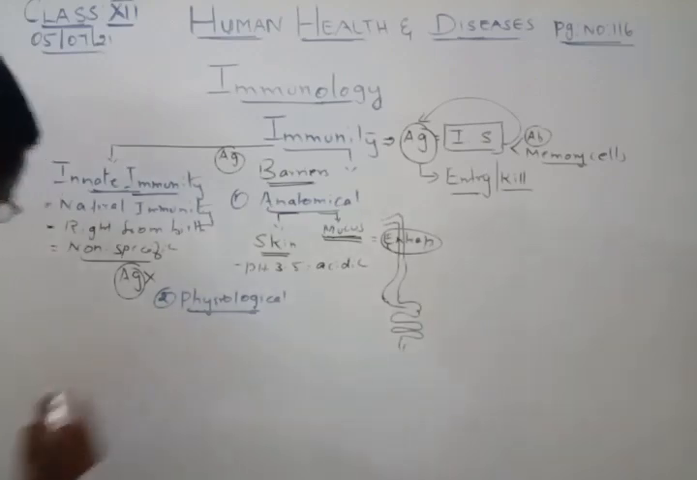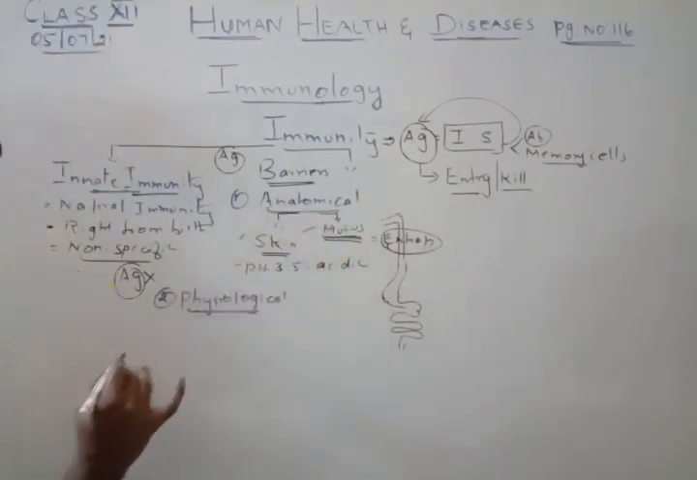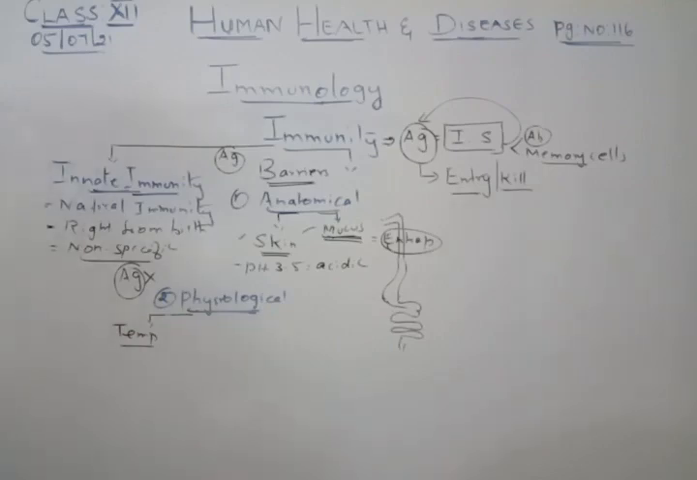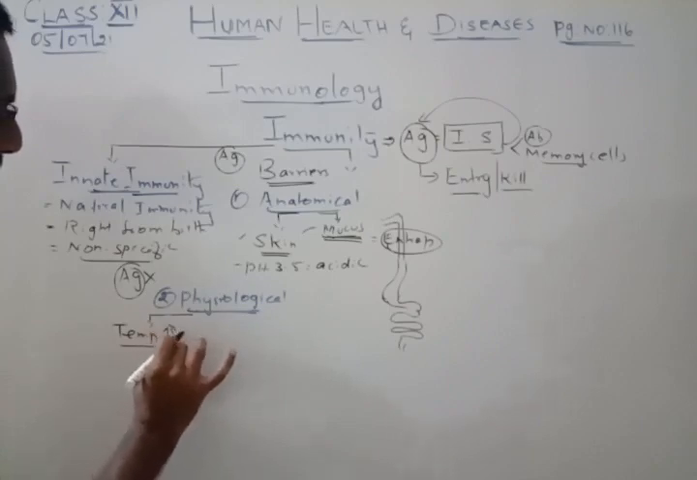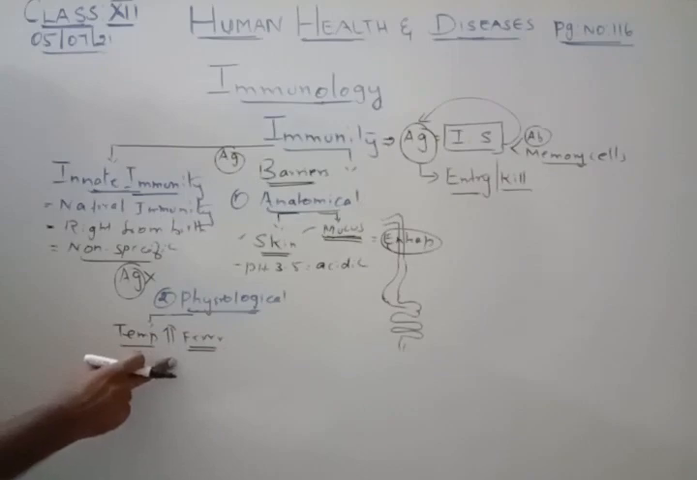The first one is the temperature. Skin and mucus come under the anatomical barrier, and in the physical processes we have temperature. At normal body temperature, microorganisms will not survive. Even when the microorganisms are many, the temperature will increase and result in fever. Fever is a good response. You should always have a fever at least once in 6 months.